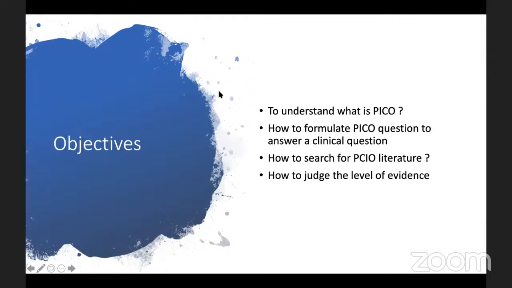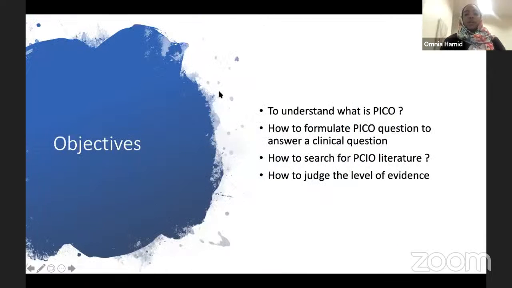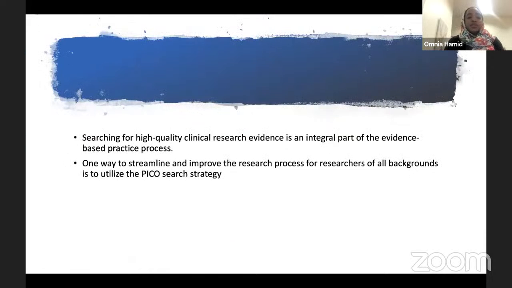The objectives of the presentation are to understand what PICO is, how to formulate a PICO question to answer a clinical question, how to search for PICO literature, and how to judge the level of evidence. Searching for high quality clinical research evidence is an integral part of the evidence-based practice process. One way to streamline and improve the research process for researchers of all backgrounds is to utilize the PICO search strategy.